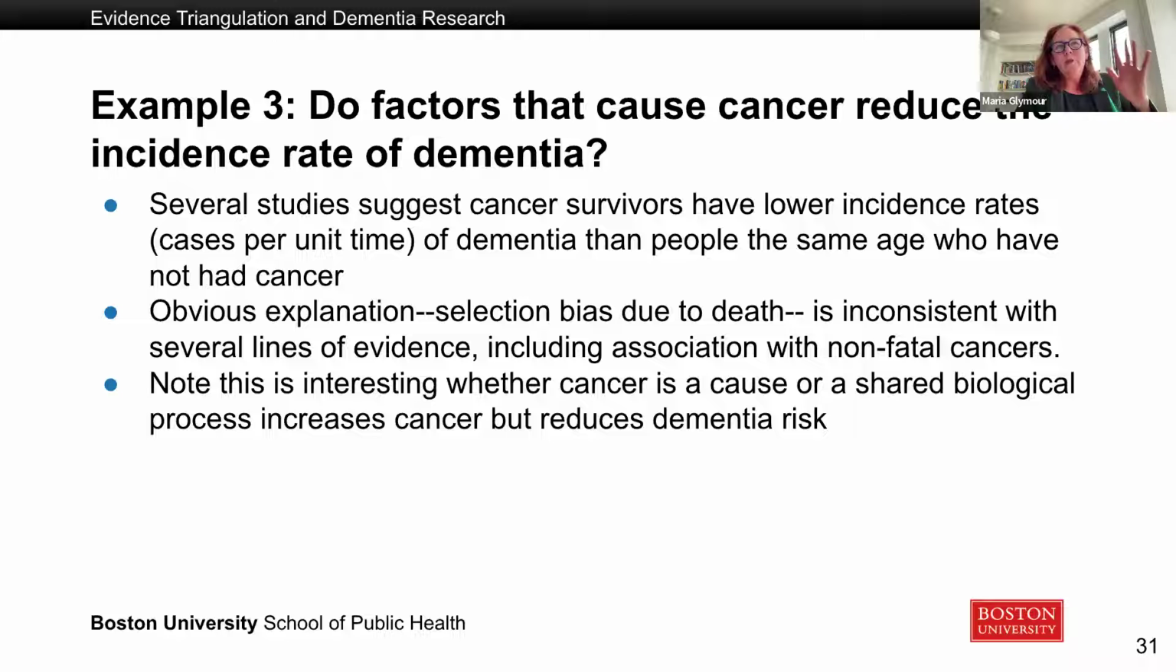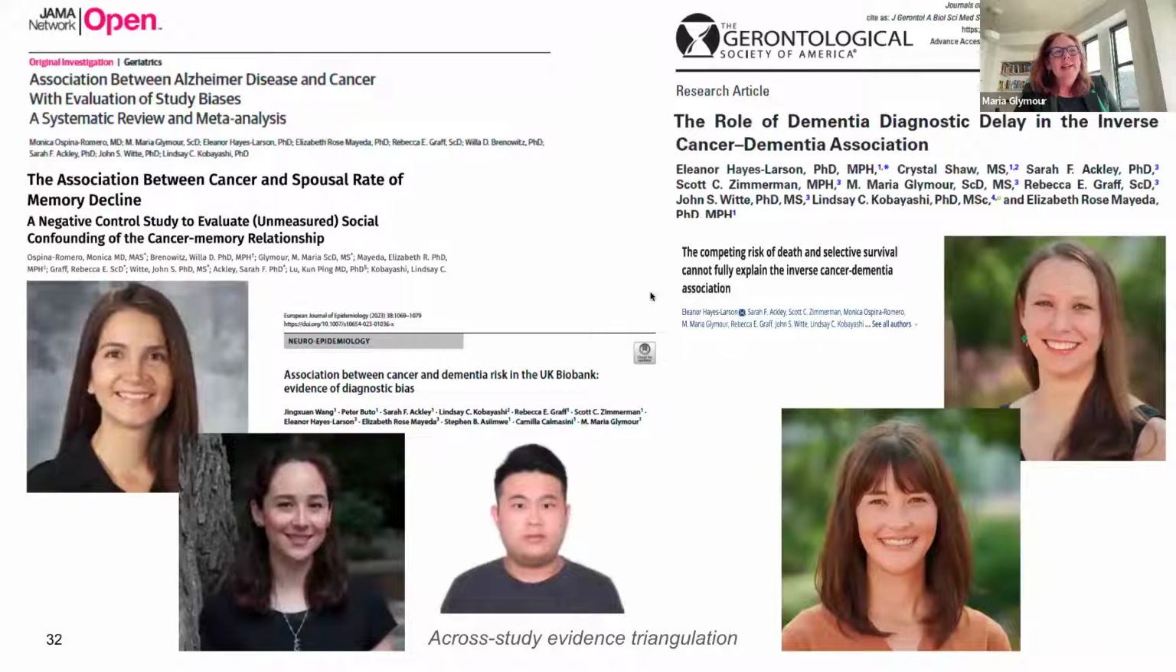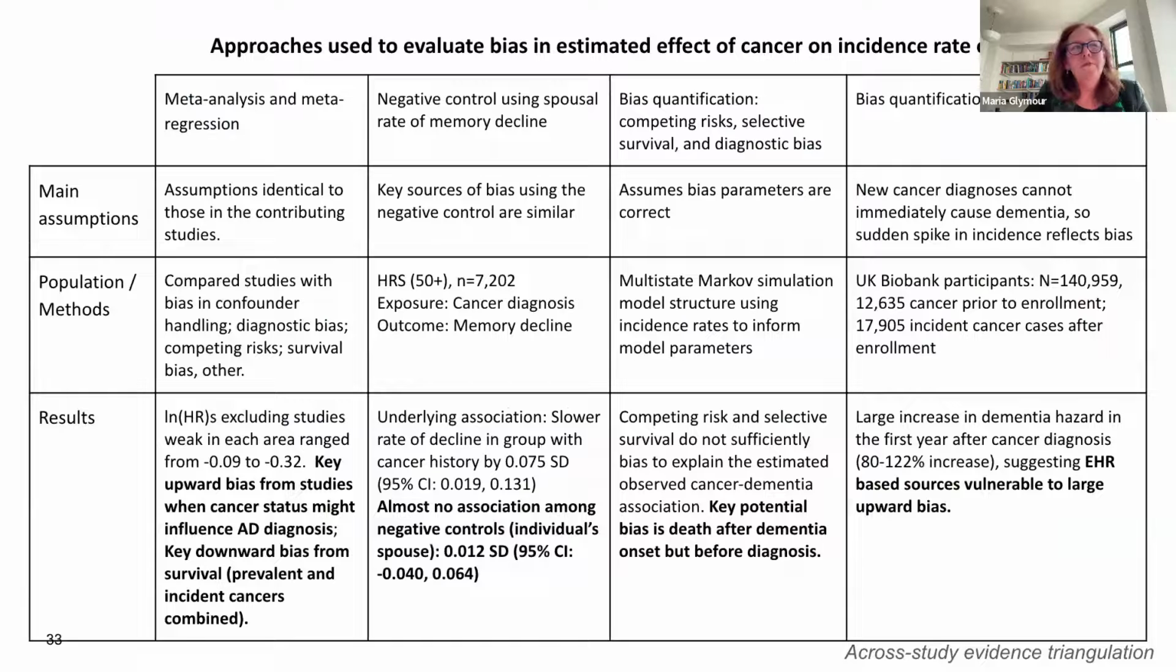So we set out to try to understand this using a few different approaches. And this is work led by multiple colleagues. Monica Espina-Romero, who's now a neuropathologist at the University of Wisconsin, Lindsay Kobayashi, who's on faculty at the University of Michigan, Jingshuan Wang, who's a wonderful PhD student at UCSF, Elizabeth Rose Maeda, who's a completely brilliant dementia epidemiologist at UCLA, and Eleanor Hayes Larson, Elizabeth Rose's postdoc, who's about to begin a faculty position at USC. We wrote a bunch of papers related to that. And I'm going to go through how these papers variously tackled this question.